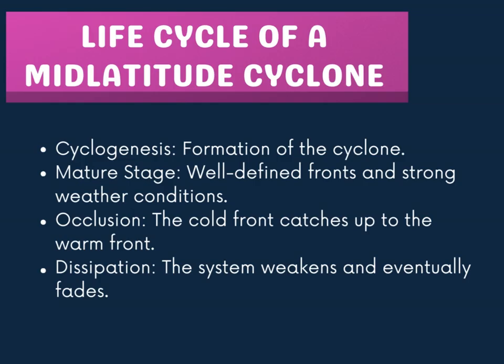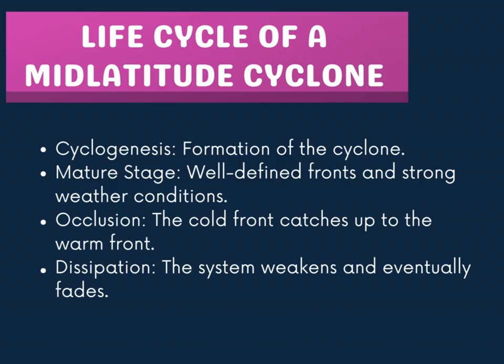Next is the life cycle of a mid-latitude cyclone. A mid-latitude cyclone goes through four key stages in its life cycle. First is the cyclogenesis, second is the mature stage, then occlusion, and dissipation. First is the cyclogenesis, which is the formation of the cyclone.